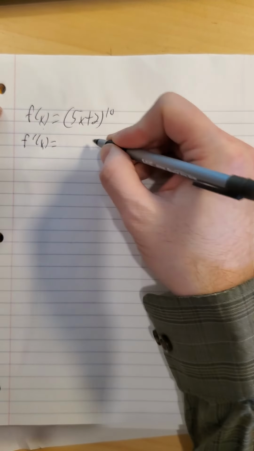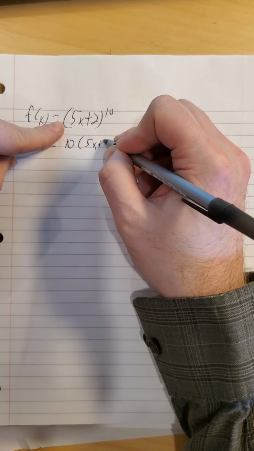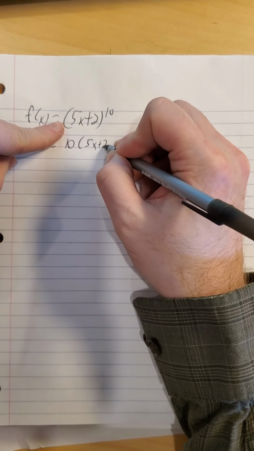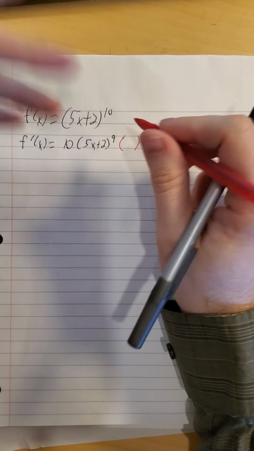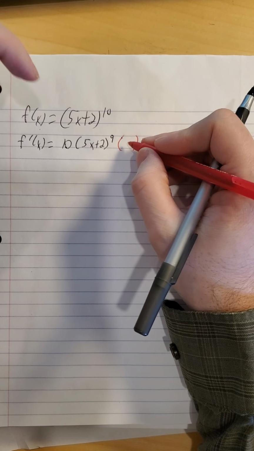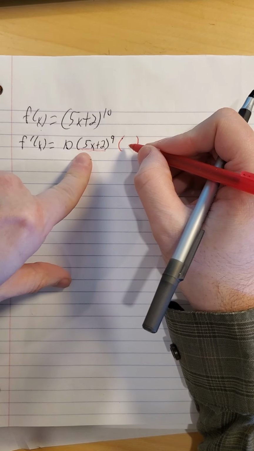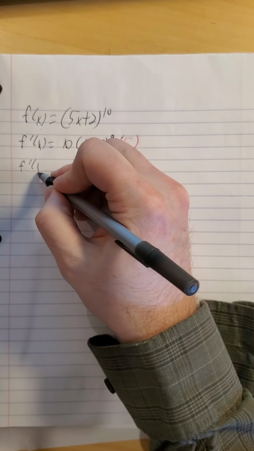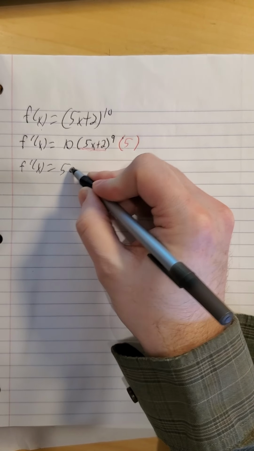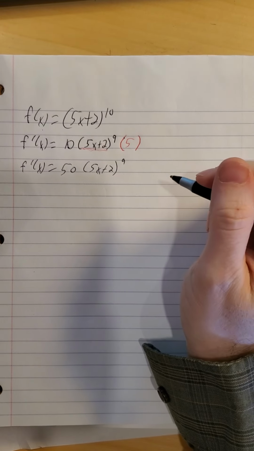f prime of x, I would hang on to the 10 as now a factor, keep the base, drop 1 off of my exponent. The most forgotten part, if you keep forgetting it, write it in red ink, blue ink, write it in something that'll stand out until you remember to write it. We also have to multiply by the derivative of what's inside here. The derivative of 5x plus 2 is 5. So then f prime of x would be 50 times 5x plus 2 quantity raised to the 9th power.